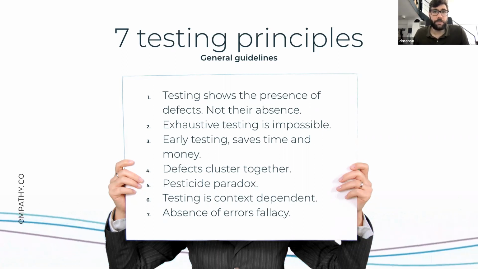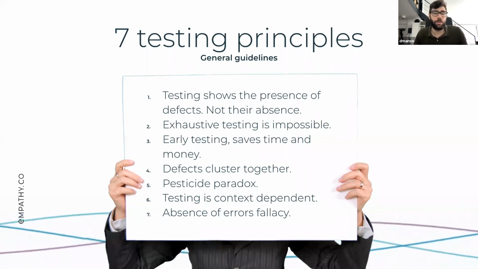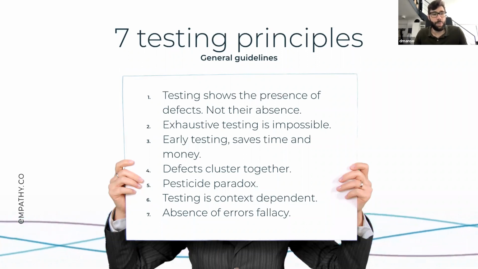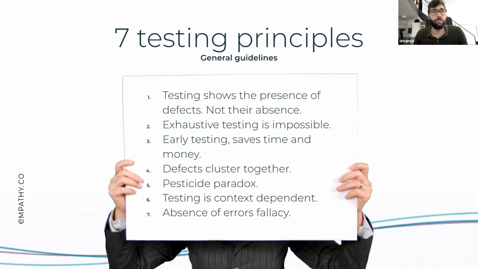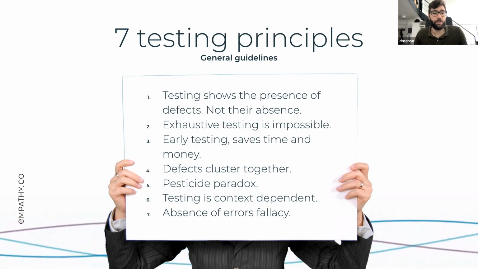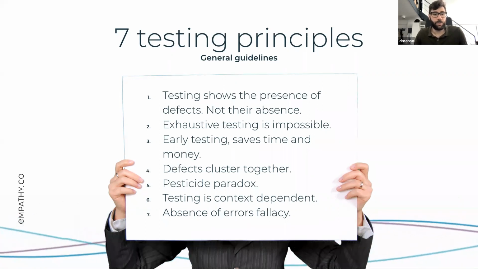So more people can identify more cases, but we cannot prove the absence of them. Okay, exhaustive testing is impossible. It means that we cannot cover all the possible input combinations or conditions, except for the simpler or trivial cases. But we can focus on the most dangerous.